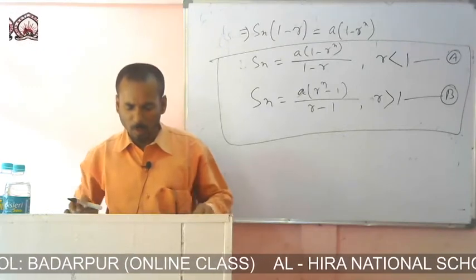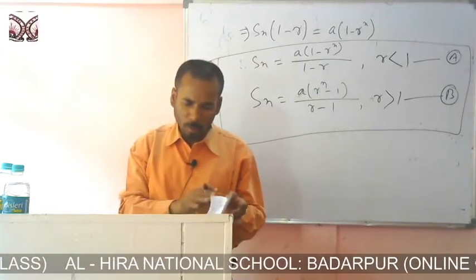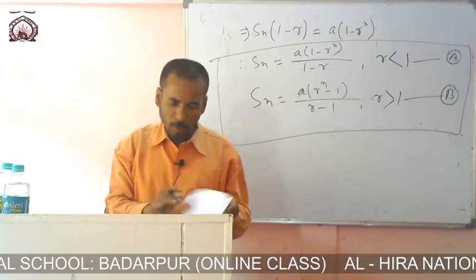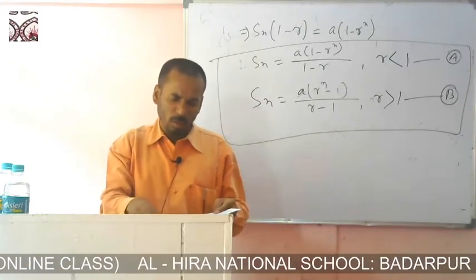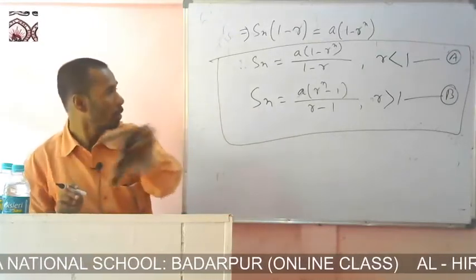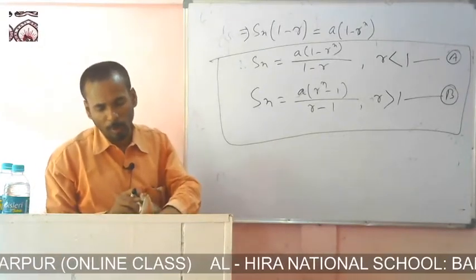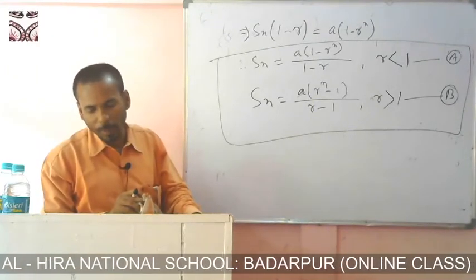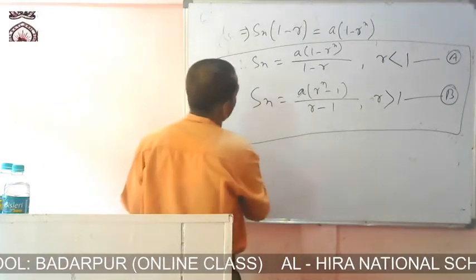In 6.3, we are just doing one or two examples. You see, these two formulas are very much important. So here in 6.3, question number 1, the series is given: 1, minus 2, 4, up to the 8th term. So like AP, this one also we can do.